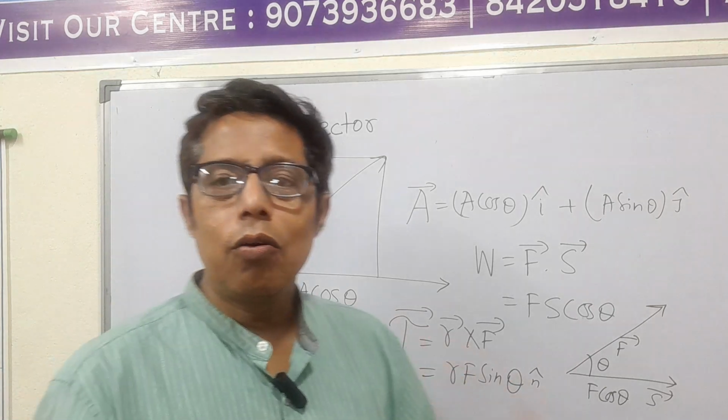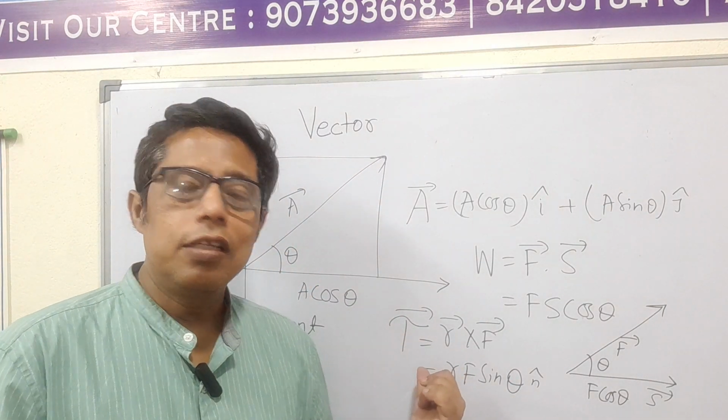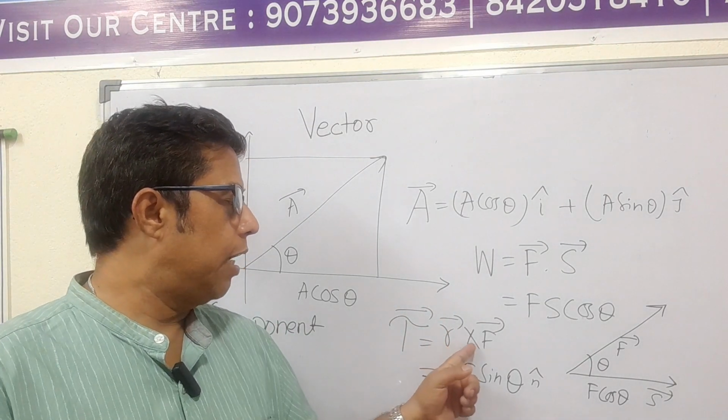And next is the cross product. So cross product, what happens? Torque, tau, is the moment of the force, the product of the r vector and the F vector.